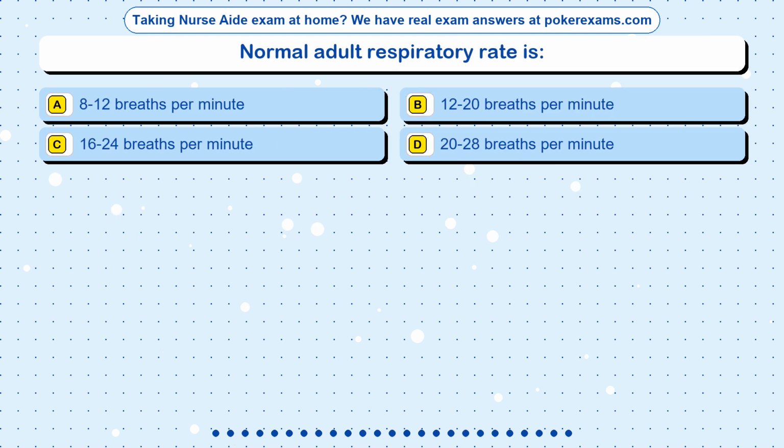Question 24. Normal adult respiratory rate is: Option A, 8 to 12 breaths per minute. Option B, 12 to 20 breaths per minute. Option C, 16 to 24 breaths per minute. Option D, 20 to 28 breaths per minute.